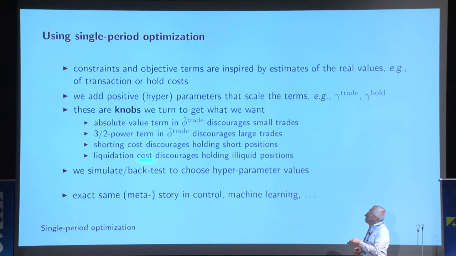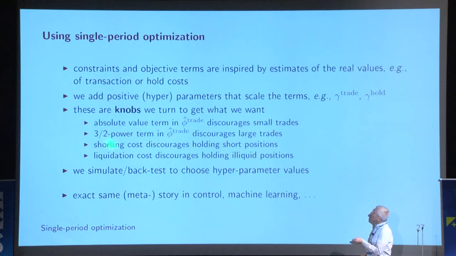Liquidation costs. You have no intention of liquidating anything. The liquidation cost is a directive to the optimizer to avoid holding illiquid assets. Now, this is the right way to think of it. By the way, this is exactly the same in machine learning. It's the same in control. It's the same in anything where you use optimization to do something, where the optimization is a surrogate. It's the same for supply chain. It's the same for all of these things, right?